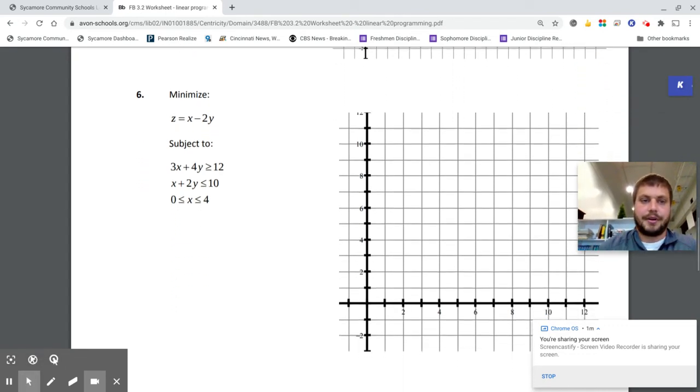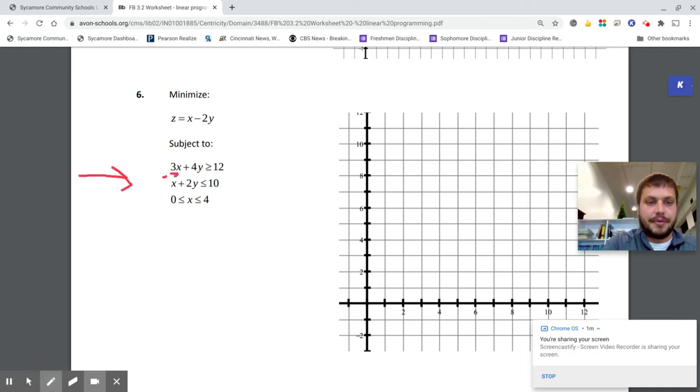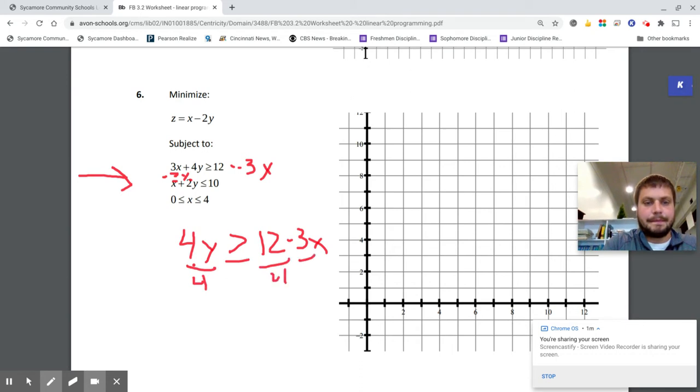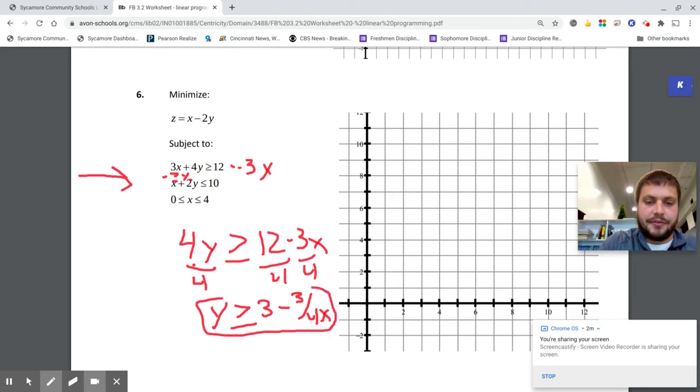Okay, so if I was going again to graph these restrictions, the first thing I would do here is minus my 3x. So I have 4y is greater than or equal to 12 minus 3x. I then divide everything by 4. And I get that y is greater than or equal to 3 minus 3/4 x. And I'll put this on the graph. This is the first restriction.